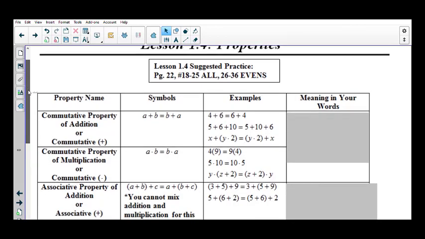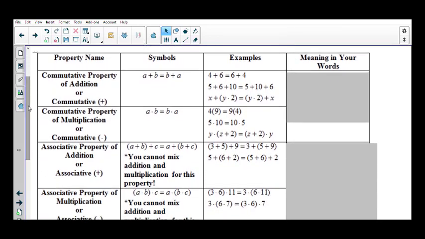So I'm going to go ahead and slide this up a little bit here. The first two properties go hand in hand. They are the commutative properties. This is one that I usually find that students are already familiar with. They've seen it before in their math classes, and they already know how to use it. So the commutative property of addition is our first one here.